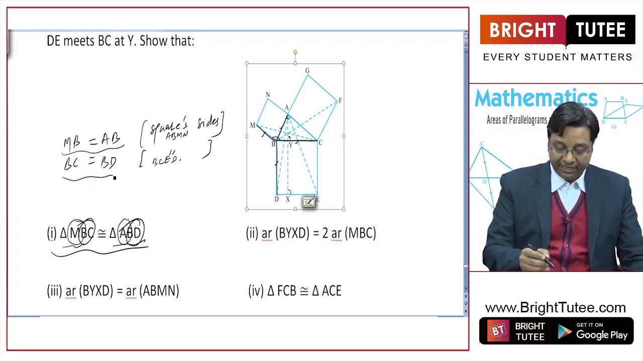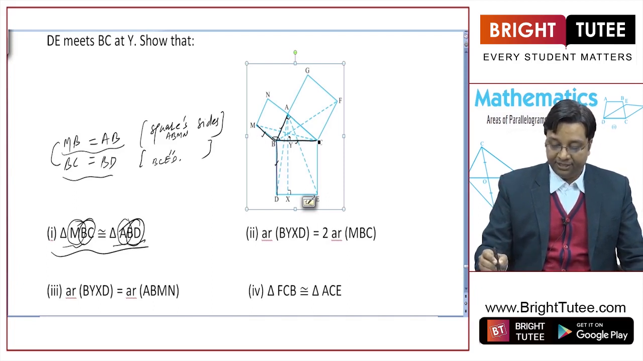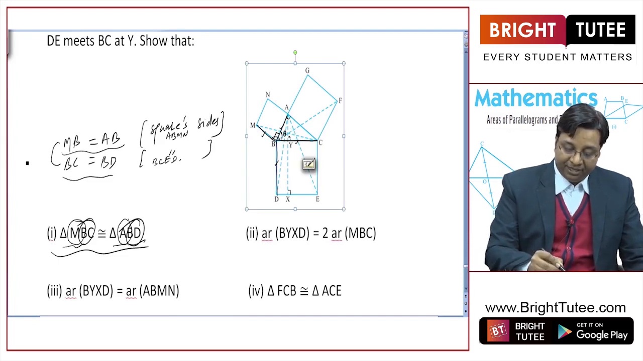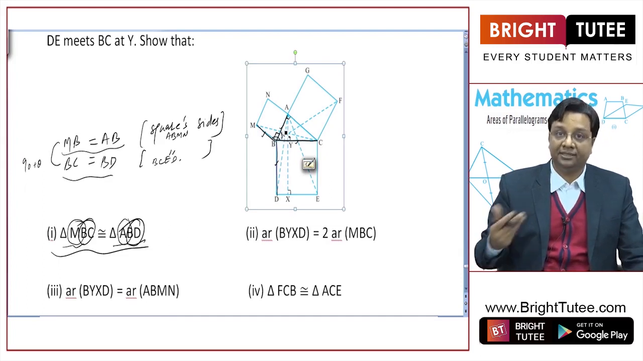Now, look at the angle between MB and BC. MB and BC, we have got these angles. This angle, which is 90 degrees, plus this angle. If I consider this angle, let us say theta. So between MB and BC, we have got 90 plus theta. 90 because it is a square. Theta, I have named it theta.